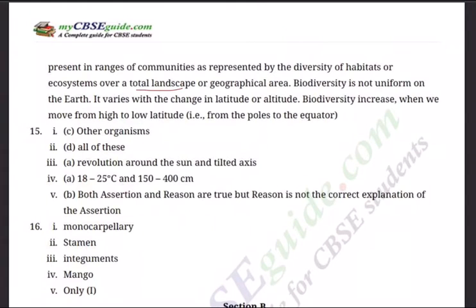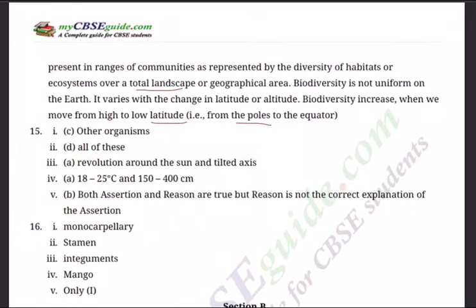Biodiversity is not uniform on the earth. It varies with the change in latitude or altitude. Biodiversity increases when we move from high to low latitude, that is from the poles to the equator. Question number 15, of course, is a case study question. It's a new type of question for your batch, wherein one paragraph will be given about a concept and questions will be asked just below that.